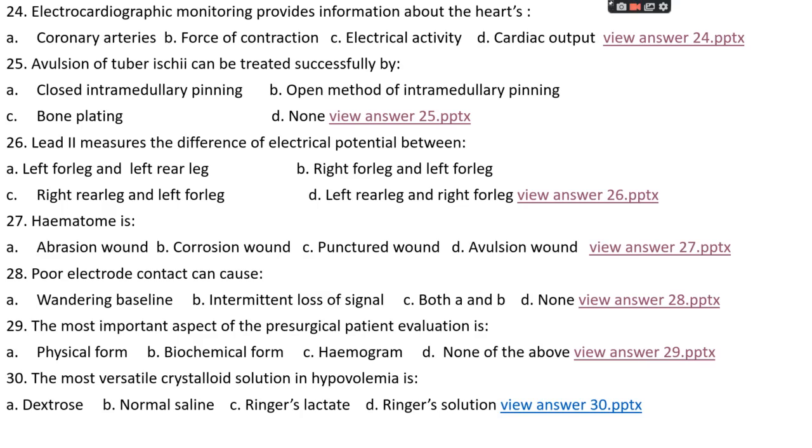Question 30. The most versatile crystalloid solution which is used in hypovolemia is option A, dextrose, option B, normal saline, option C, ringer lactate, or option D, ringer solution. The right answer is option C, ringer lactate.